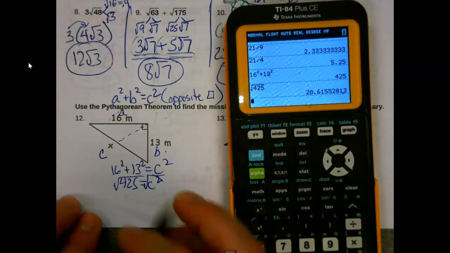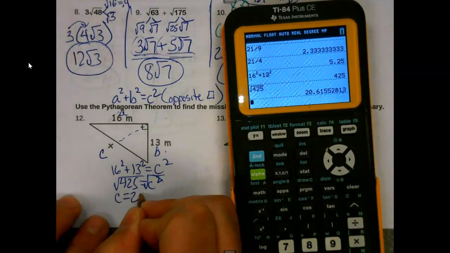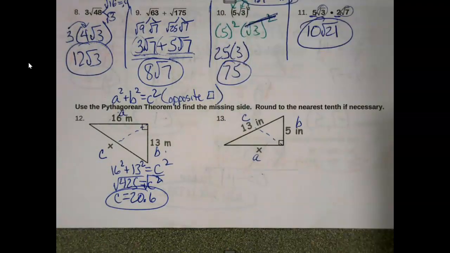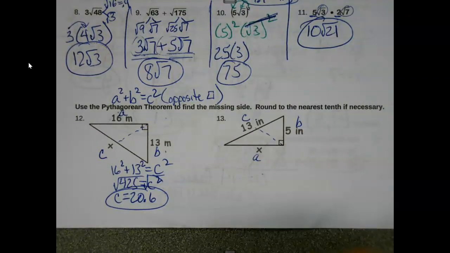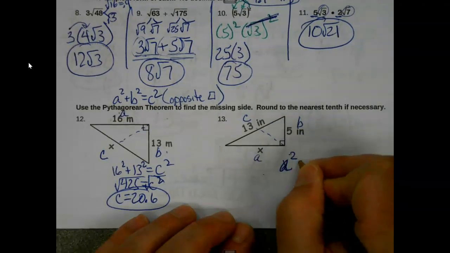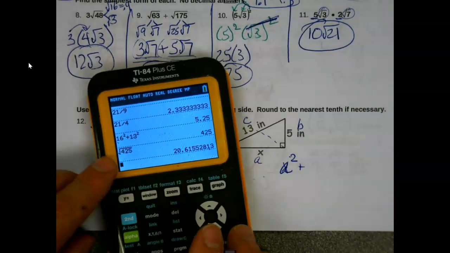Round to the nearest tenth. Okay. I'll let you use the calculator. I'm definitely not doing that in my head. Yeah, I got my square root in there.